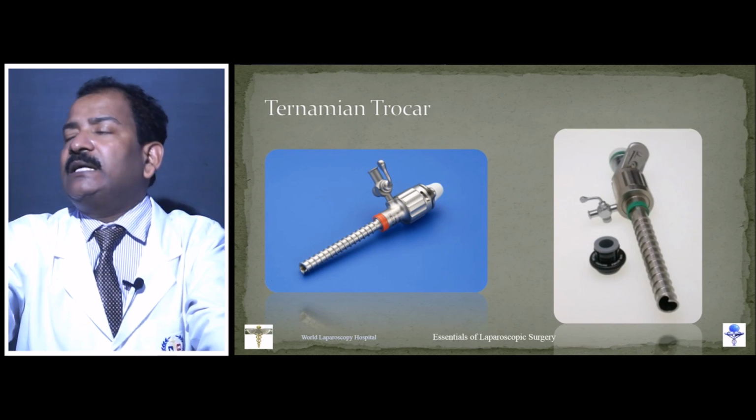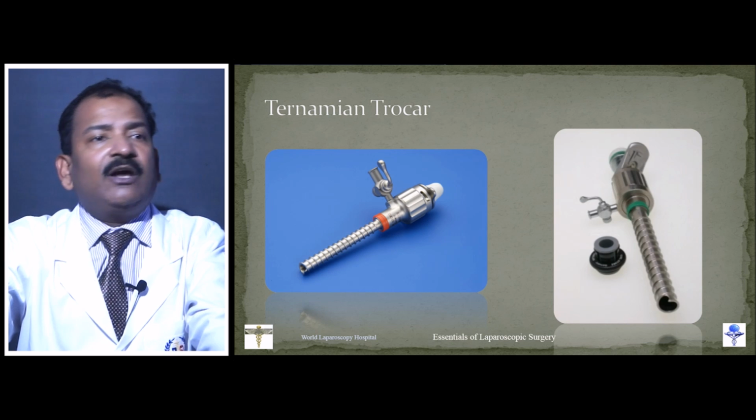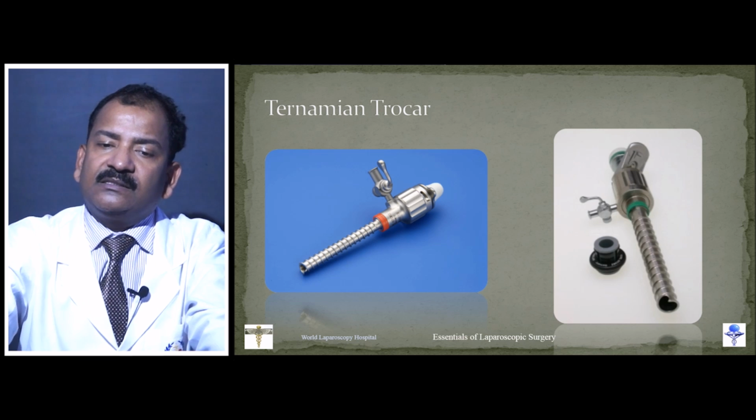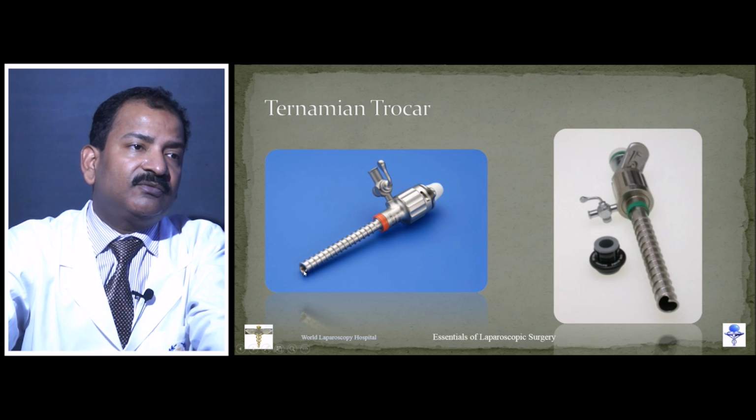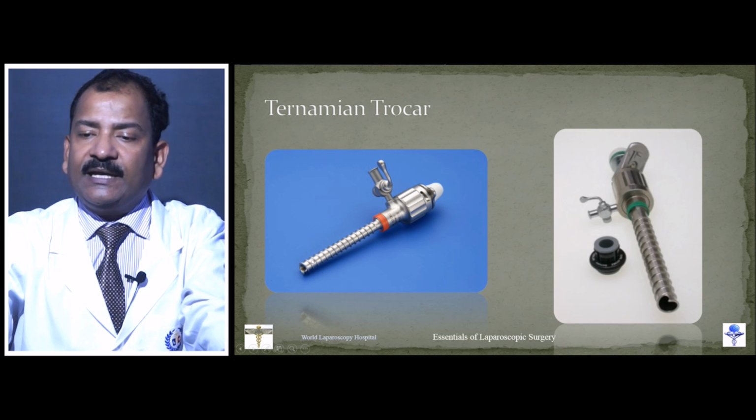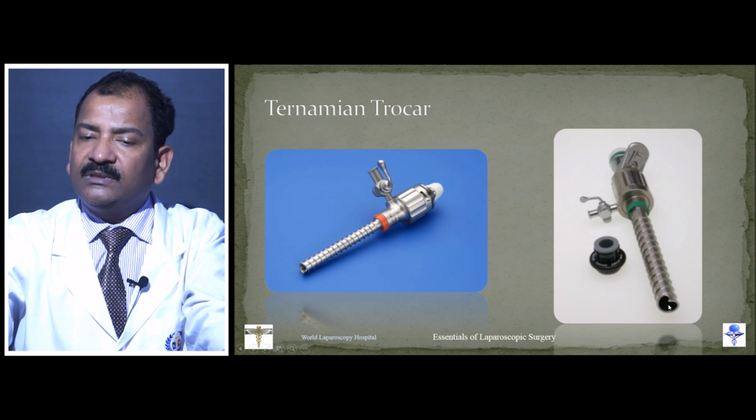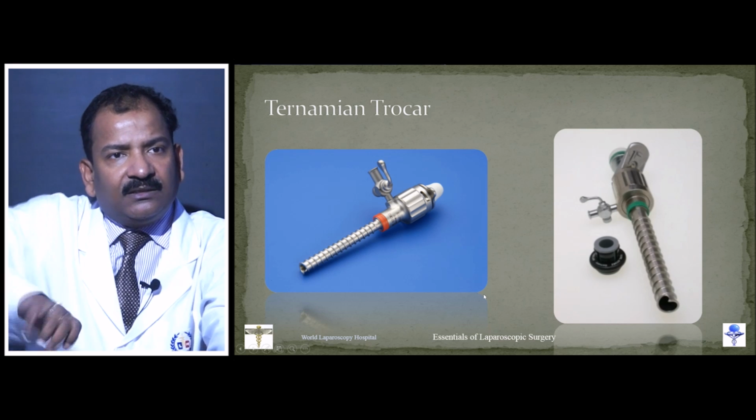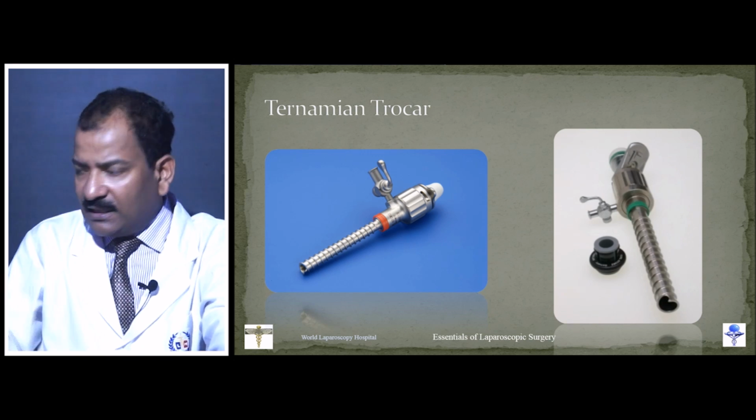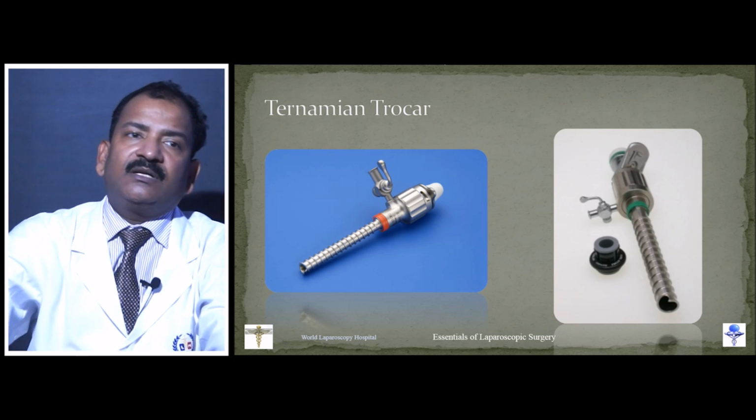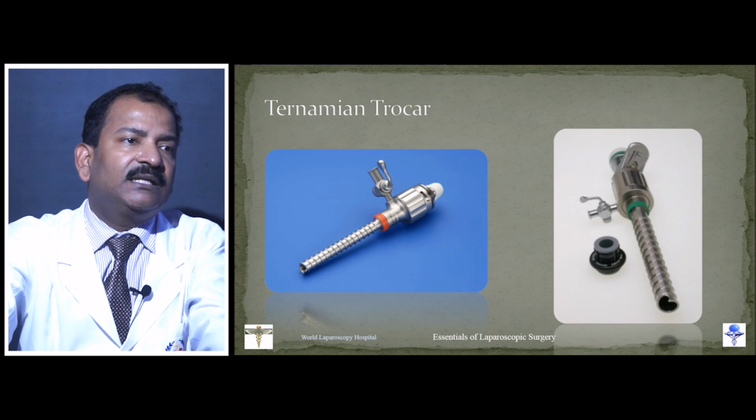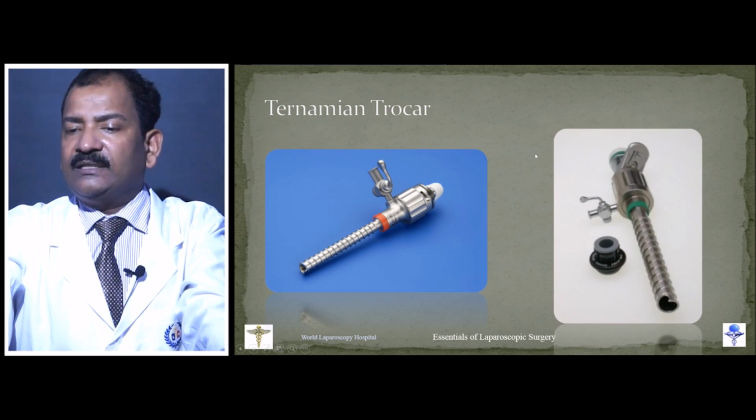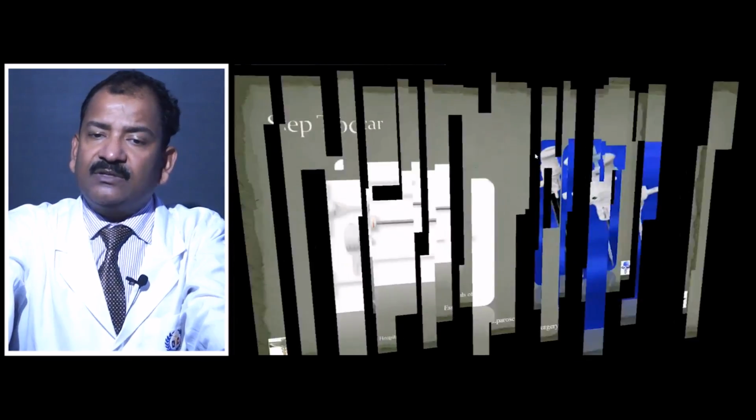There is one Turnamian technique. This is called the Turnamian trocar. In this, there is a blade in the cannula itself, a sharp blade at the tip, and it is threaded. So, you just put it and keep on rotating the cannula, just like how you drill the earth for digging water, and it will enter inside. Turnamian was one of the surgeons who invented it. On his name this is called.